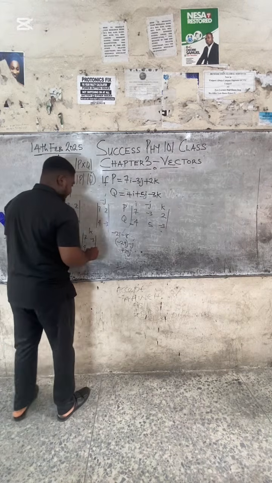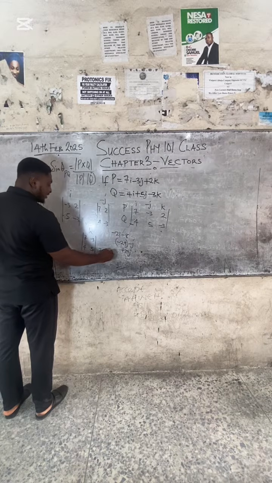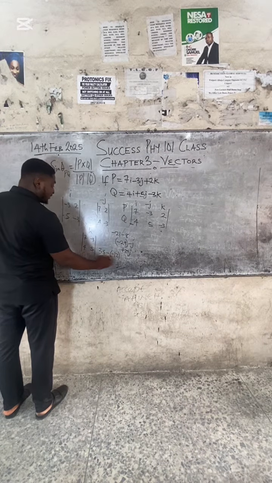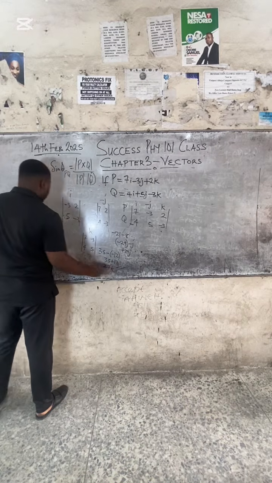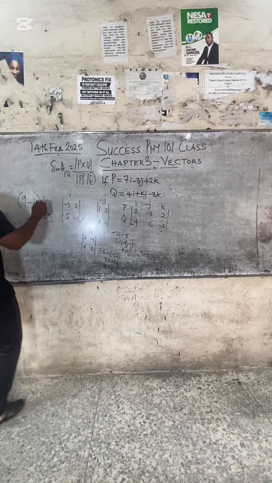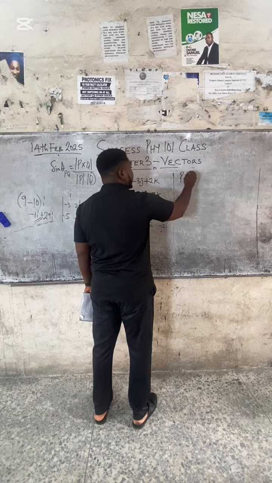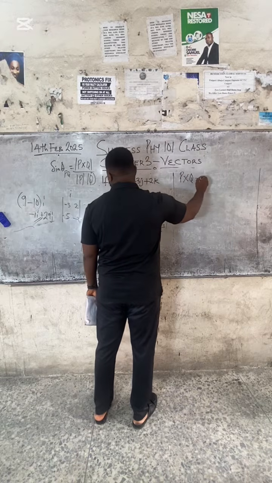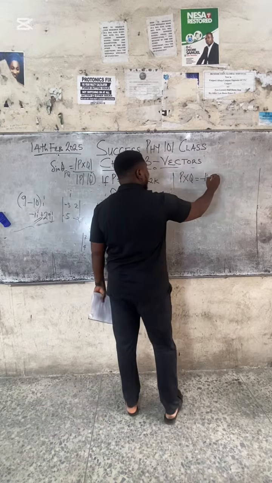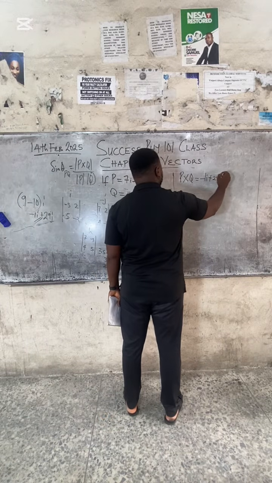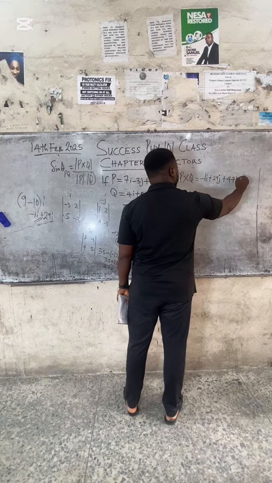The k component: 7 times 5 is 35. Minus 4 times minus 3 is minus times minus, which is plus 12. 35 plus 12 is 47. So P cross Q is minus 1i, or let me put the minus 1, minus 1i plus 29j plus 47k.